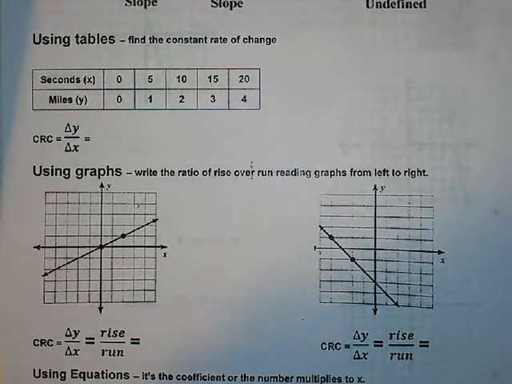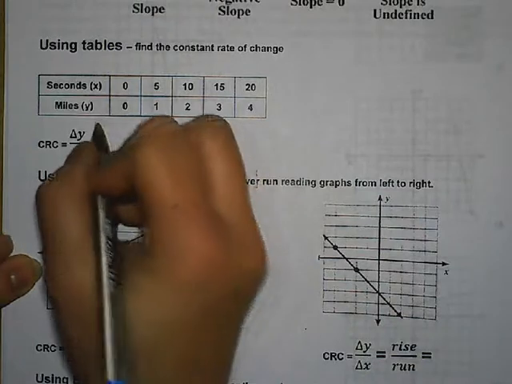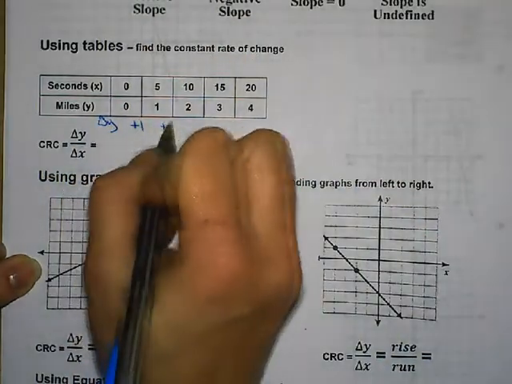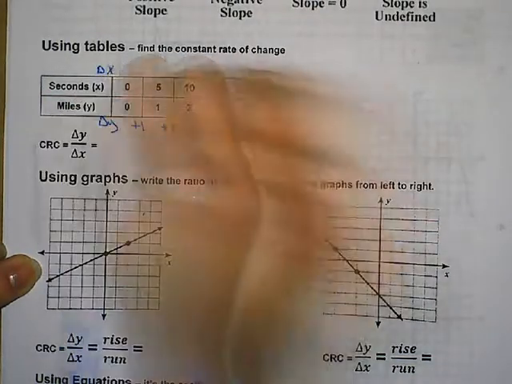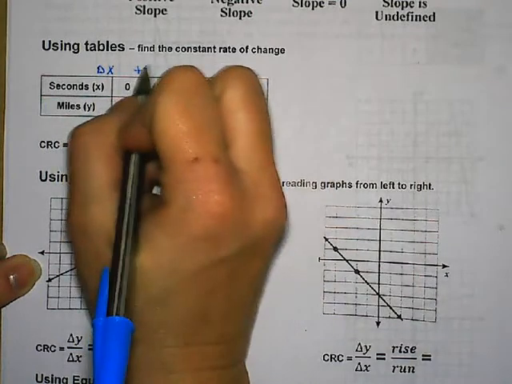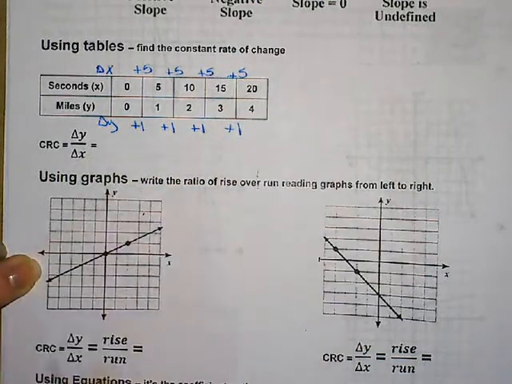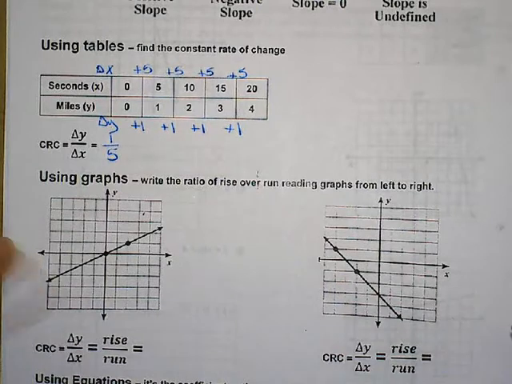As a review, finding the constant rate of change, or the slope, in a table is the change in y over the change in x. The change in y, for our example, is +1. The change in x is +5. Therefore, my constant rate of change is 1 over 5.